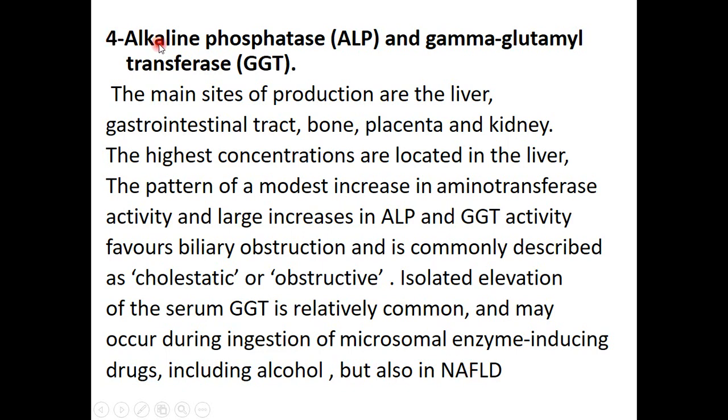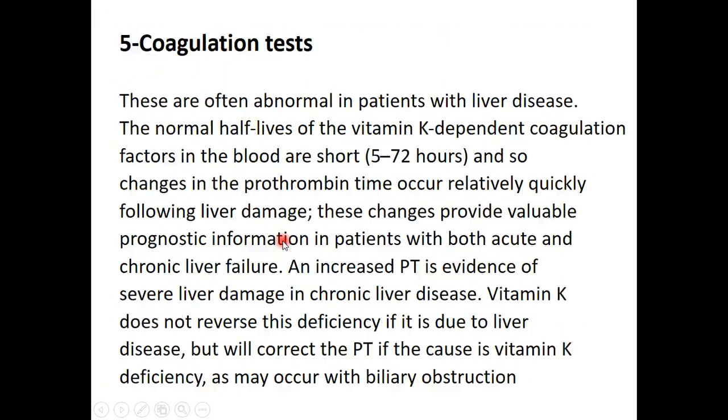So high alkaline phosphatase is very important in assessing liver function tests, and usually it reflects an obstruction. So if we have obstructive jaundice or cholestatic jaundice, for example gallstone or tumor, we will see a very high alkaline phosphatase.